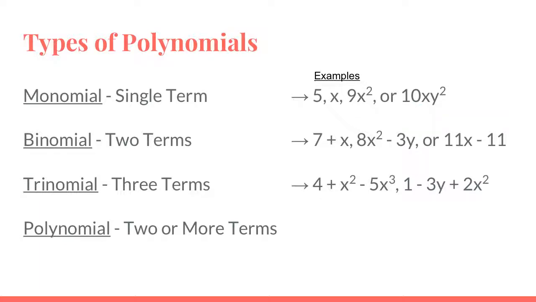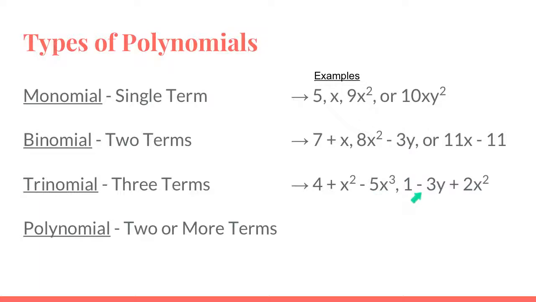Whereas you see with a binomial, you have two different things. All of our terms are always separated by either addition or subtraction. So that's how you can tell one term from a second. Any sort of addition or subtraction splits those two up. Trinomial, like tricycle, means three, so three terms. So we have one addition and one subtraction. So 4 is a term, x squared is a term, and a negative 5x squared is a term.